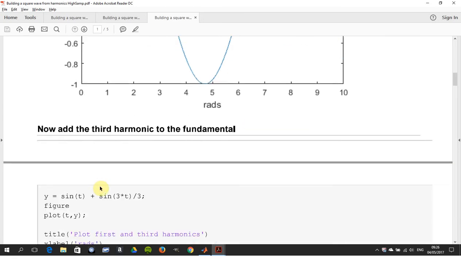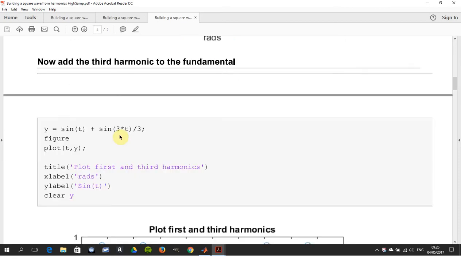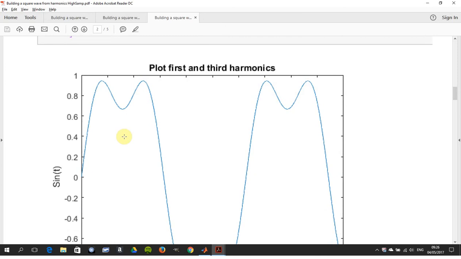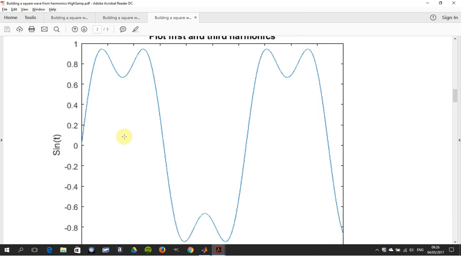Now, sine t and sine 3t over 3, and you know, the next will be sine 5t over 5, sine 7t over 7, etc. Let's look at that. And we can see there that there's some, well, vague shape of a square wave. It doesn't look very square to me.